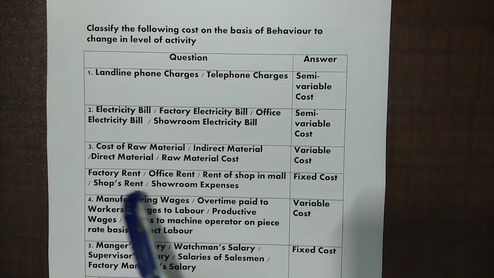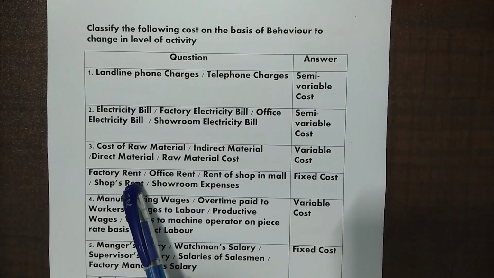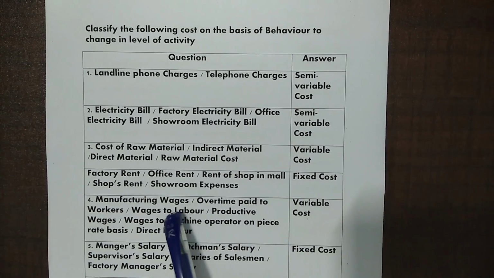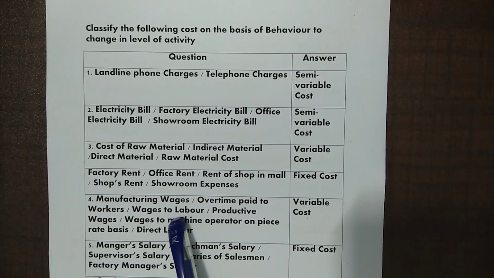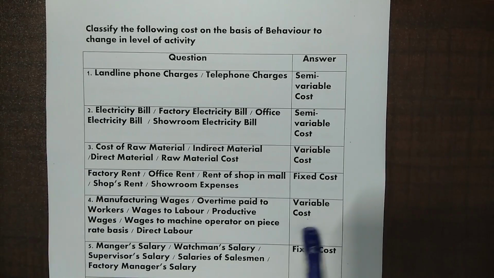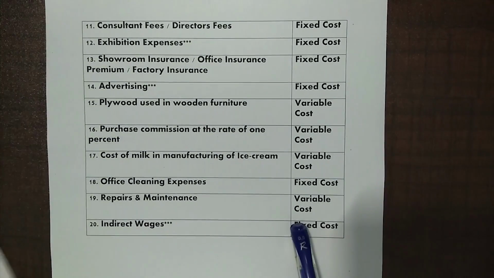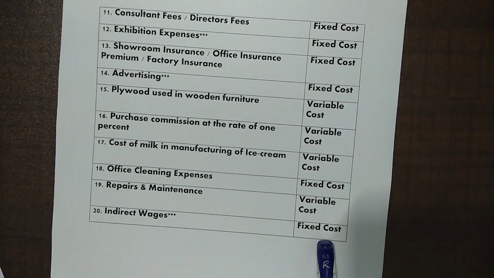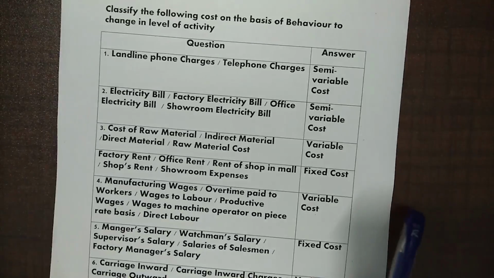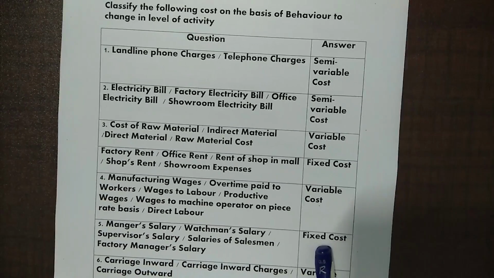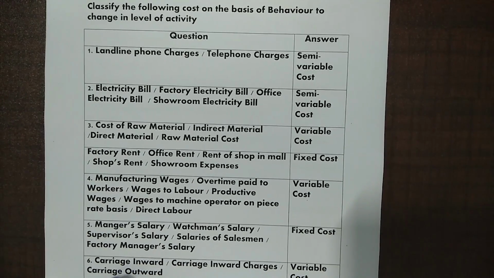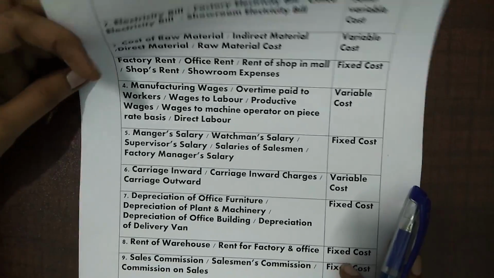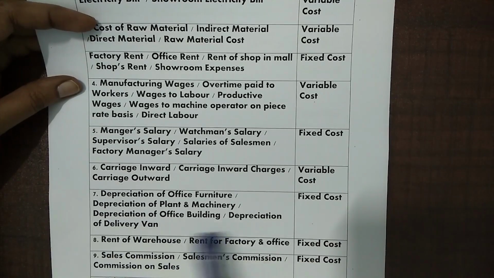Rent is always fixed, so whether that is the rent of factory, showroom, or your office, the answer is fixed cost. The word wages is indicating that it is 99% a variable cost, but again you have to read it properly. If that is indirect wages, then only your answer will change to fixed cost. Now the next one is salary. Salary is always fixed. Carriage, transport expenses, it is always variable. Now the next one is depreciation. Depreciation is always fixed.